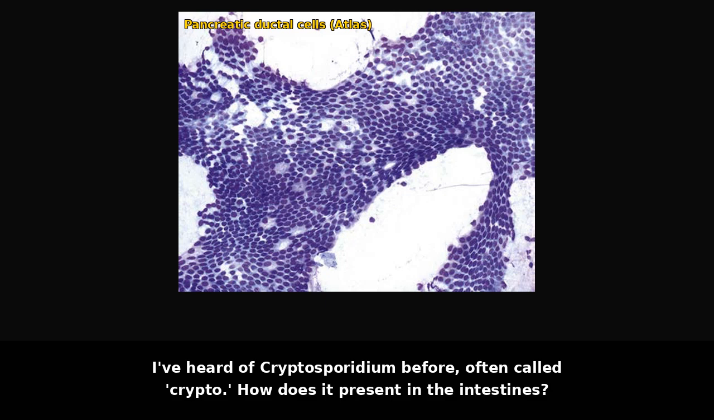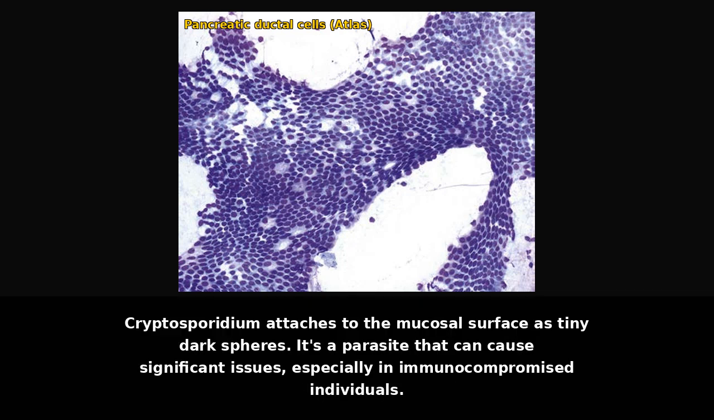I've heard of cryptosporidium before, often called crypto. How does it present in the intestines? Cryptosporidium attaches to the mucosal surface as tiny dark spheres. It's a parasite that can cause significant issues, especially in immunocompromised individuals.